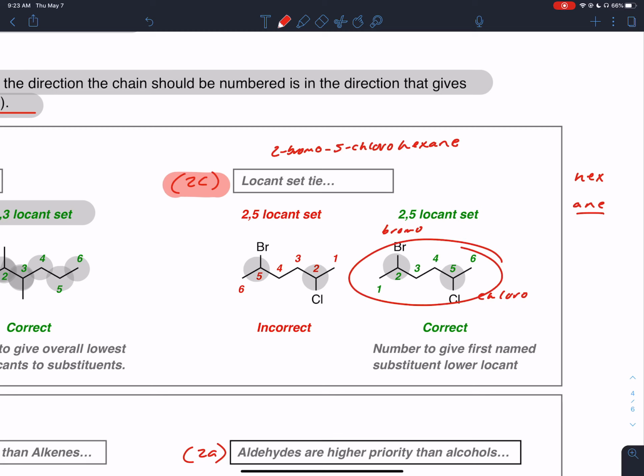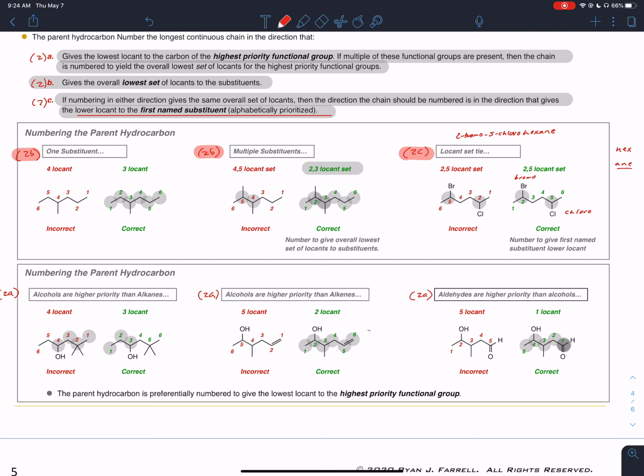So I can't stress enough, again, this idea of first considering what is the highest priority functional group, because when we take that mentality to nomenclature, we're able to solve and do nomenclature effectively for any functional group, even though right now you might just be starting with alkanes and alkenes, possibly alcohols. We consider that first, and then we default to the overall lowest locant set. If there's a tie in that locant set, then we default to giving the lowest locant to that first named substituent.